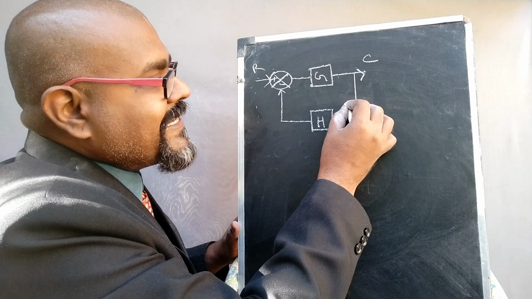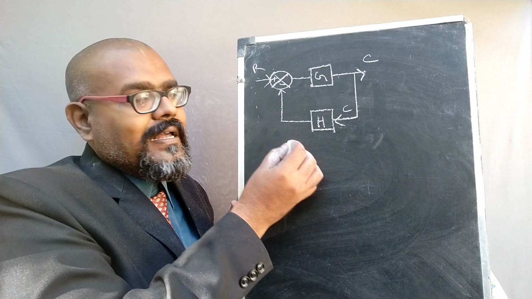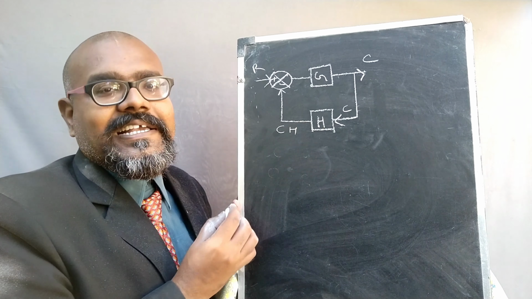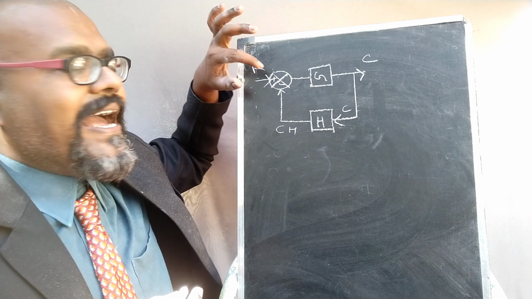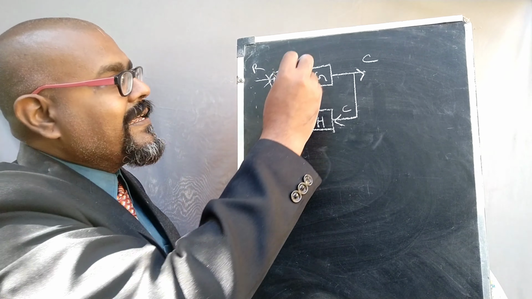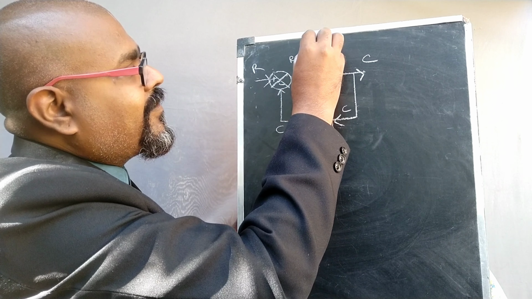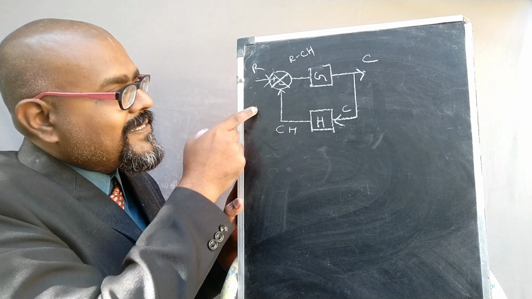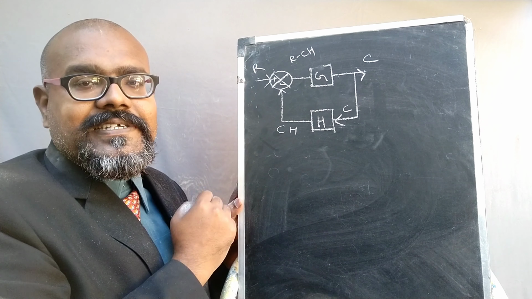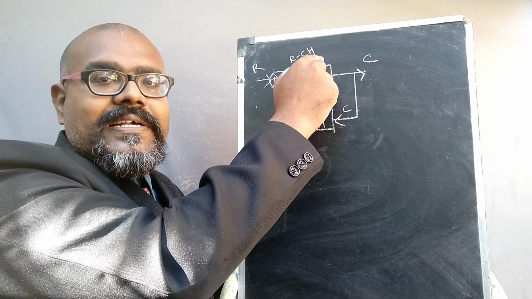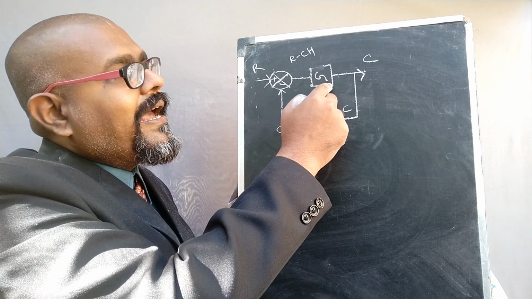So C is again coming to the feedback. Then here it is changed into CH. Okay. Then once it reaches the summing point, because of adding this particular R again, it is converted into R minus CH. Because a negative sign is here and the input is here, so R minus CH is here. Then this R minus CH is the input again and it goes to the G.